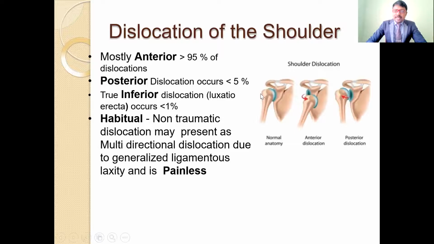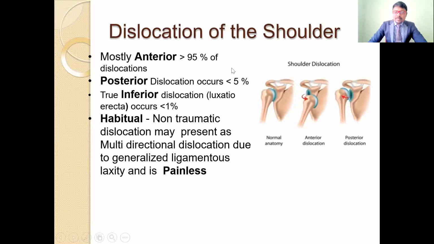If you see the anterior dislocation, mostly 95% are anterior dislocations. The posterior one is only 5%. And less than 1% are inferior dislocations. This inferior dislocation is also called luxatio erecta. So it's less than 1%.